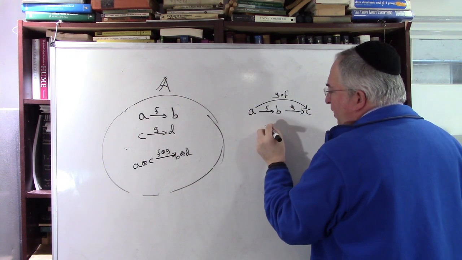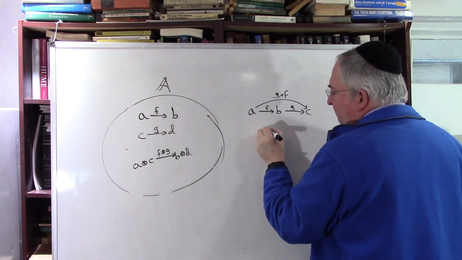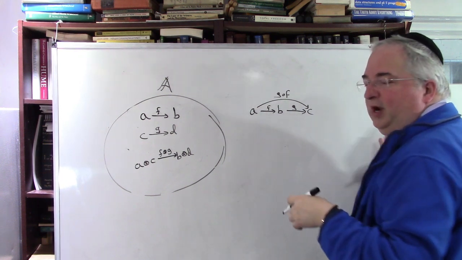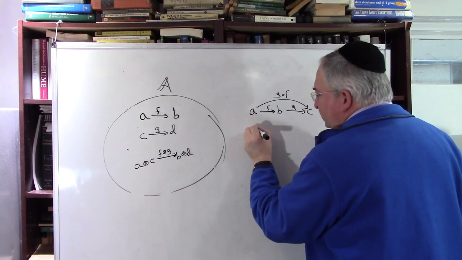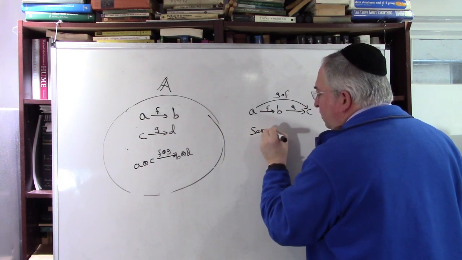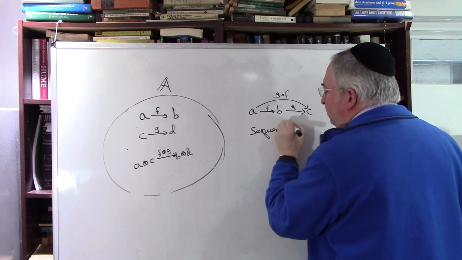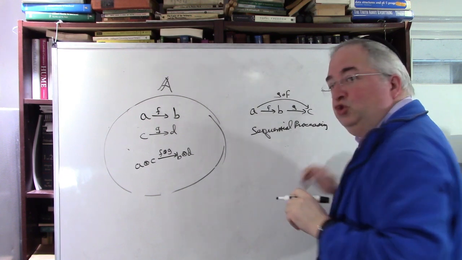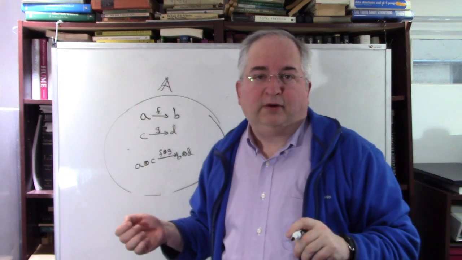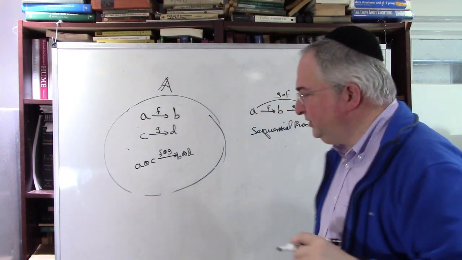So you might want to call this regular processing. In computer science, you call this sequential processing. What does that mean? Do one and then do the other. So that's called sequential processing.